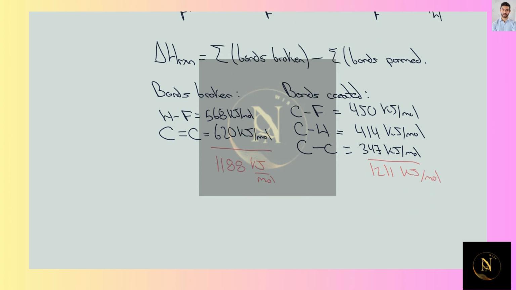This means that my delta H for the reaction is equal to bonds broken, 1188, minus bonds created, 1211. All of this in kilojoules per mole, giving us a final result of minus 23 kilojoules per mole.